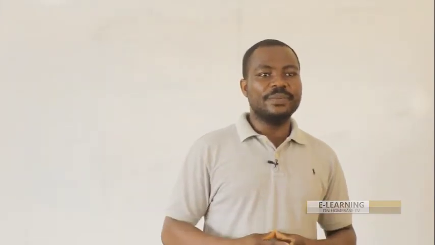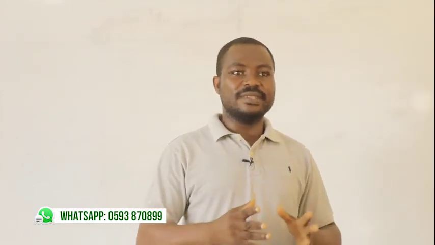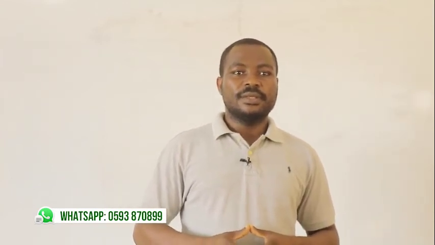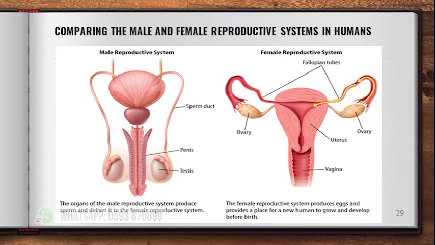Now, the organs of the male reproductive system produce sperm and deliver it to the female reproductive system. So, the male reproductive system, for this topic, reproduction, produces sperms and then transports the sperm to the female reproductive system. The female reproductive system produces eggs and provides a place for a new human to grow and develop before birth.